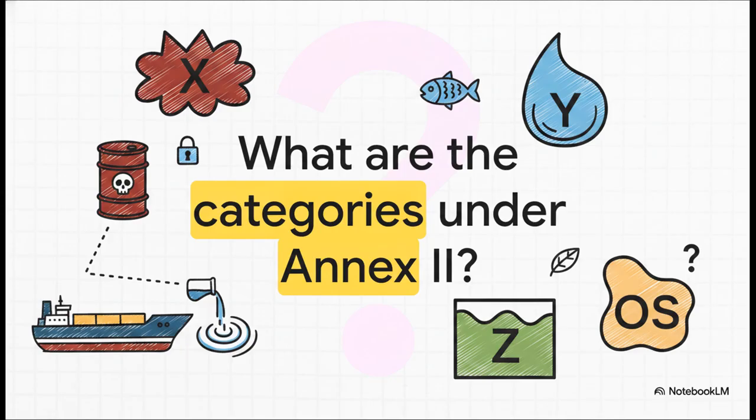Here's your first oral exam question. What are the pollution categories under MARPOL Annex II, which covers noxious liquid substances? Take a quick beat to think about it. Got it? The exact model answer the examiner is looking for is Category X, Category Y, Category Z, and other substances, or OS. And remember, Category X is the absolute most hazardous, which means it requires the strictest discharge controls.